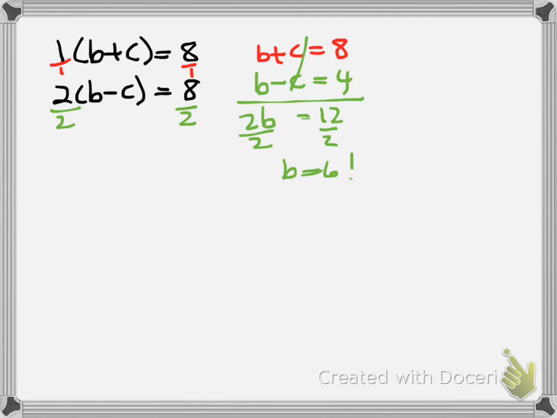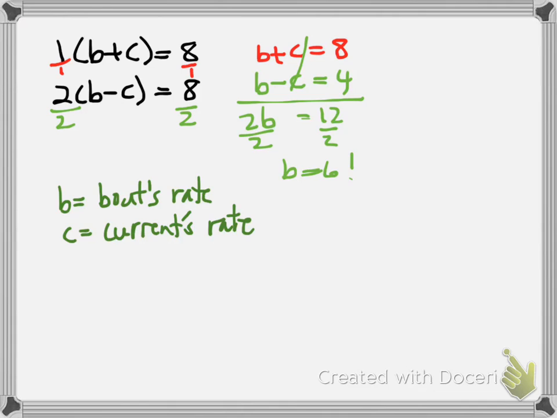So here's the one big thing that you're going to have to deal with. How do you define your variables? Now, what I've traditionally done is said B is going to be the boat's rate. And when I say boat's rate, I'm talking about boat's rate in still water, so there's nothing affecting it. And then I said C was the current's rate. And if you want to stick with mine, B and C, that's awesome. You could use X's and Y's. You could use A's and Z's. I don't care.